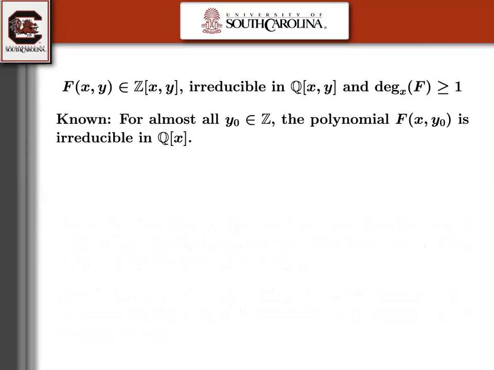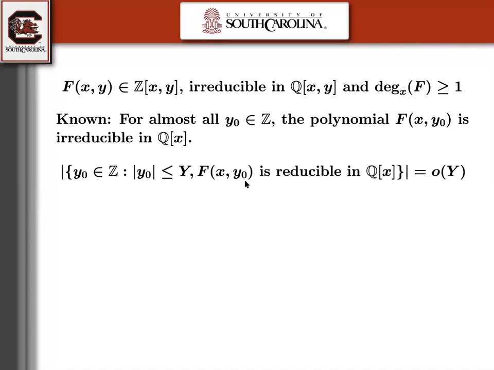And as I mentioned, it's known that in an asymptotic sense, so when I say almost all here, it's not an algebraic sense, it's more of an analytic sense. The way number theorists talk, almost all means asymptotically, almost all integers have this property that this will be irreducible when I plug in y equals y0. Again, with these conditions.